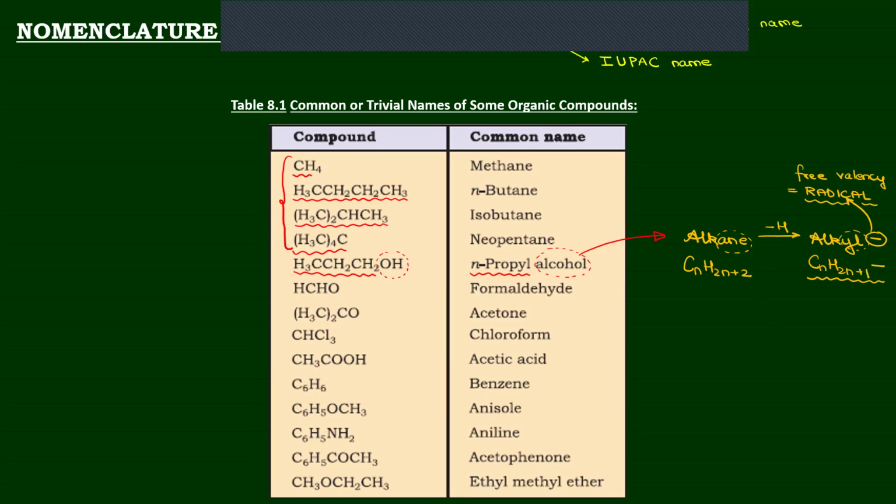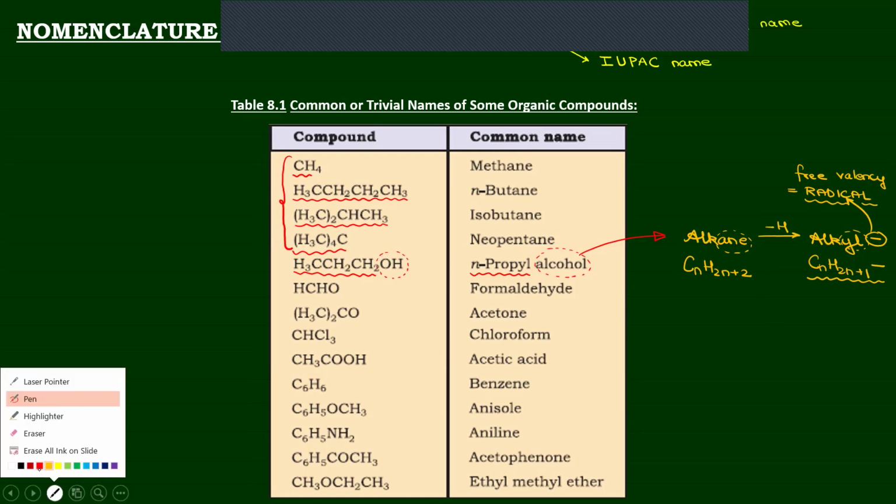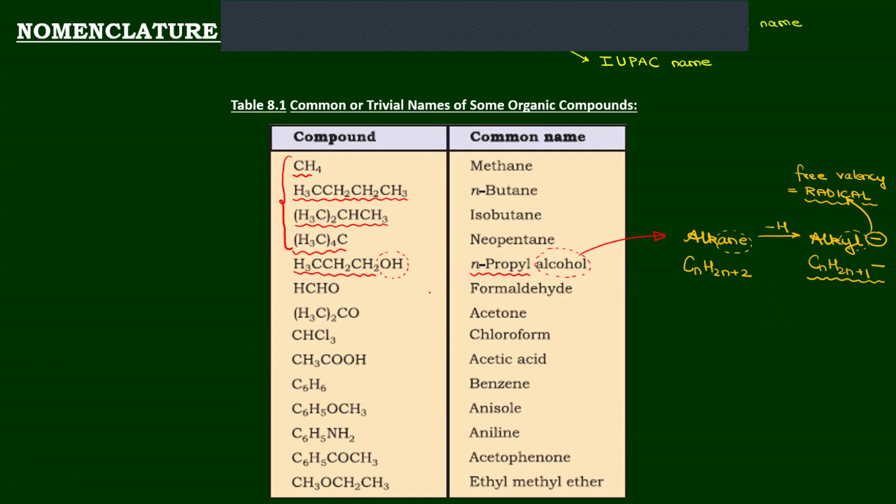So since there is a 3-carbon chain arranged in a straight form, it is called n-propyl. With the OH, we have the name n-propyl alcohol. So we will discuss the alkyl radicals in detail in the later part. Let's first discuss the other compounds given.